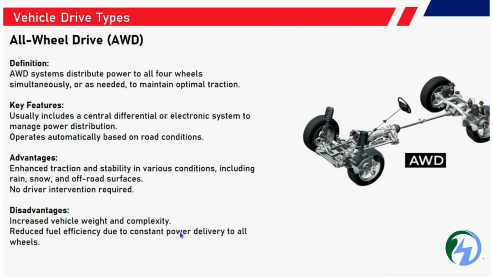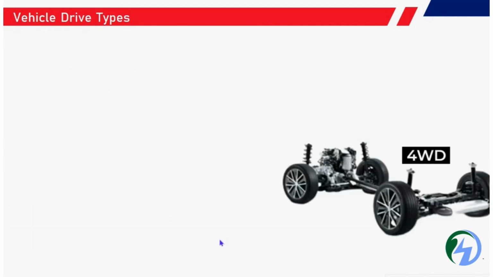And fuel efficiency will also be reduced, because for the four wheels we need to supply the fuel for propulsion. The fuel efficiency is more and more affected. That is one disadvantage. And commonly, crossover SUVs and some other performance cars come under all-wheel drive.